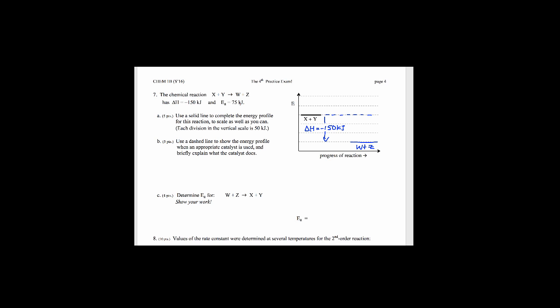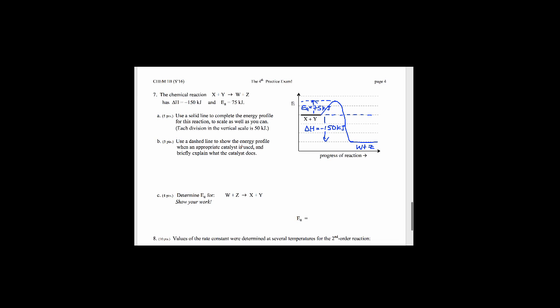Now our activation energy is 75 kilojoules, so from our reactants, X plus Y, we go up 50 and then 75. So our activation energy barrier looks maybe something like that. And this difference or distance here is our activation energy of 75 kilojoules. So that's this distance.